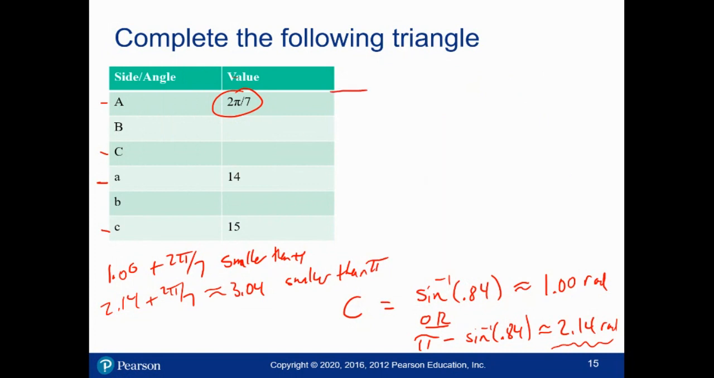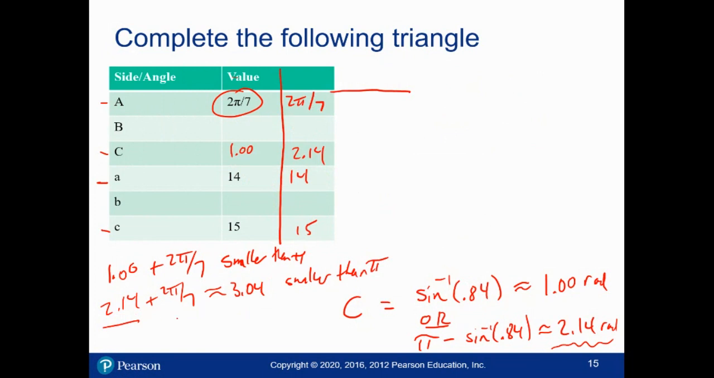Let me try to draw this reasonably well. Actually, I guess I didn't need to erase that. I have plenty of space. I could just do this. So the two possible solutions, well, some of the values have to be the same. One possible answer for C is 1 radian, but another possible answer is 2.14.